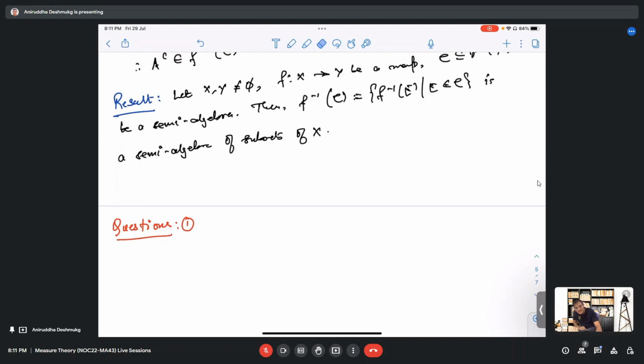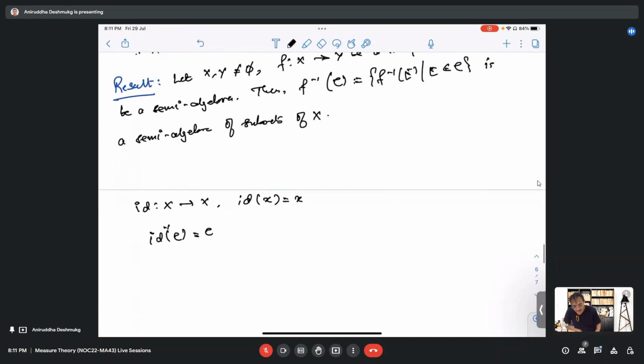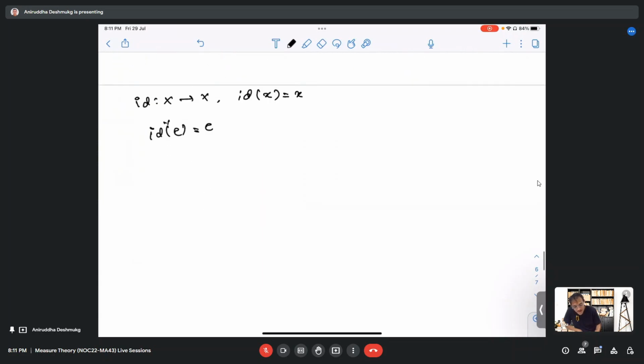For example, look at the identity map from X to X. How is it defined? ID X is just X. Then ID of C is just C, right? Now, ID inverse of C is just C. If this is not an algebra, then this is also not an algebra. Correct, Sashikant? Yes, sir. So whether this is an algebra is not really a good question.